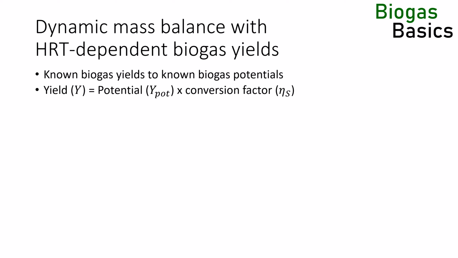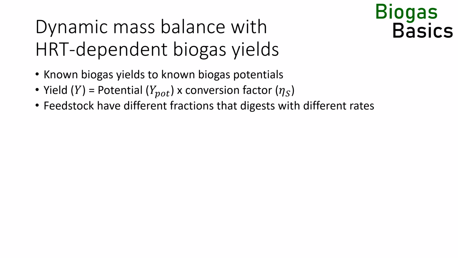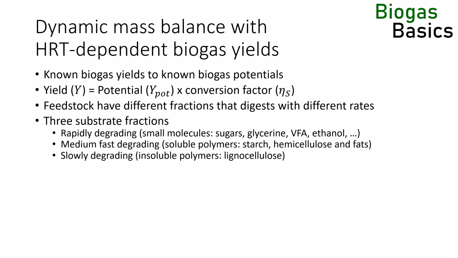Substrate is the part of organic dry matter that can be converted into biogas. We ignore biomass buildup in this presentation. Feedstock comprises different fractions that degrade with different reaction rates. Soluble sugars convert quicker than starch, or soluble hemicellulose, which converts faster than insoluble lignocellulose. For the purpose of the mass balance, we lump the different substrates into 3 fractions: a rapidly degrading fraction, a medium-fast degrading fraction, and a slowly degradable fraction.